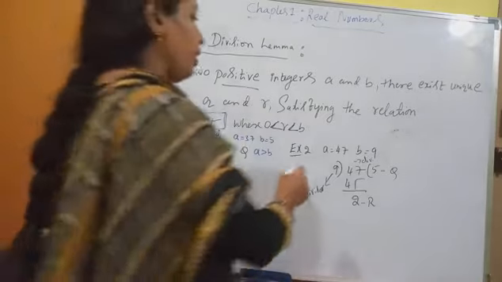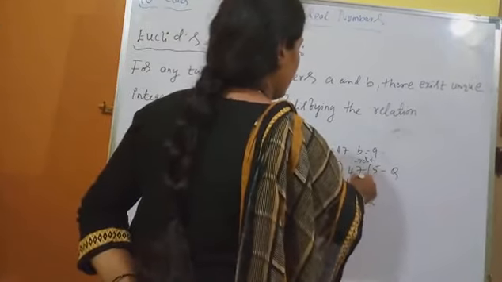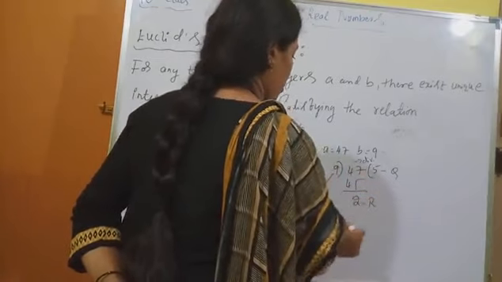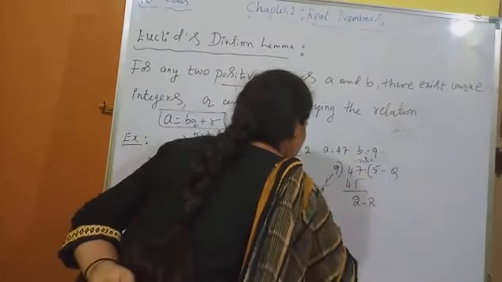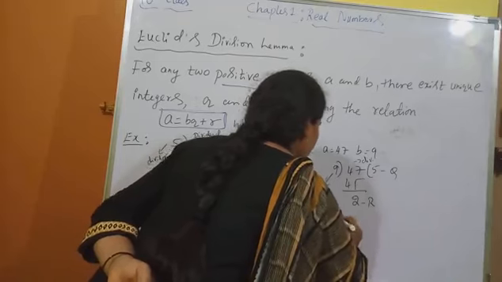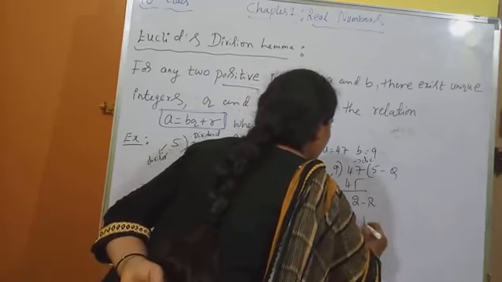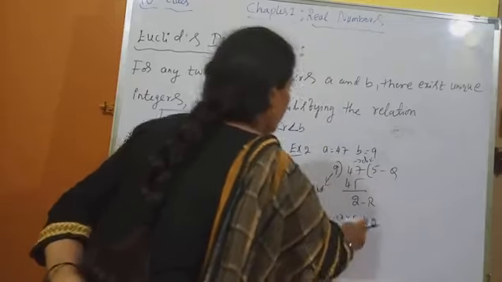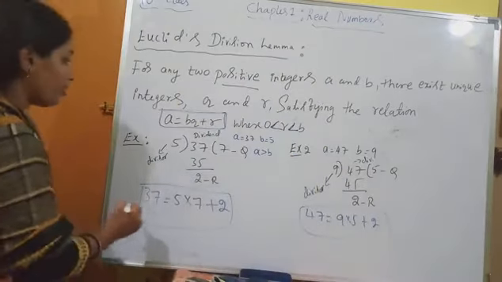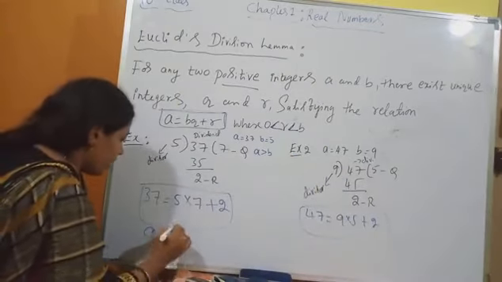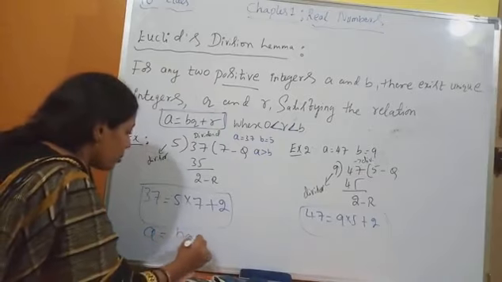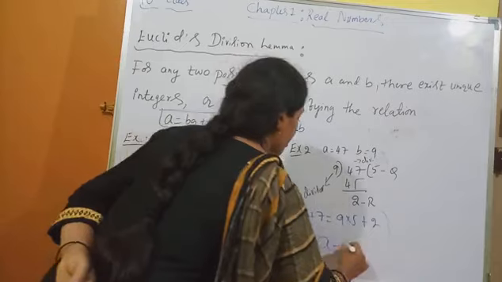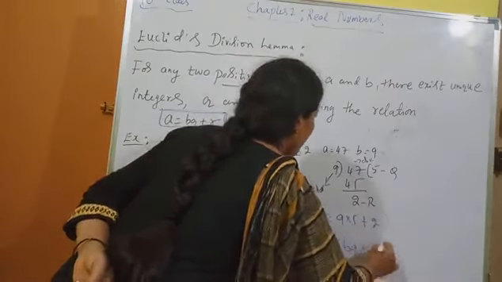Okay. So 9 fives are 45. Subtract 45 from 47, you will get the remainder 2. Again here also we can write 47 as 9 fives plus 2. So 9 fives are 45, plus 2 is 47, which is nothing but the a = bq + r form. This is also a = bq + r.